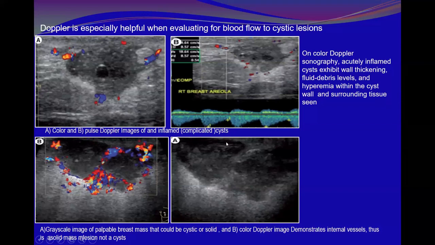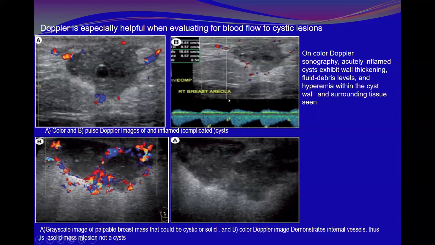In gray scale, these look more or less similar. But after using Doppler, it looks like a complicated cyst. This also can represent a complicated cyst, but turn on the Doppler. In this case, it demonstrates peripheral vascularity in the wall and the adjacent tissue, but no central vascularity, in a case of an inflammatory or infected cyst.